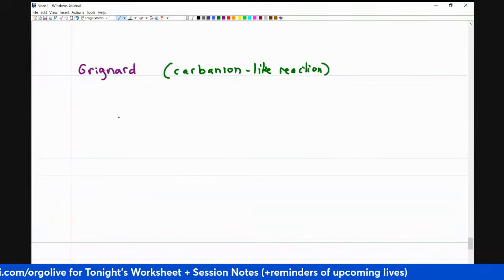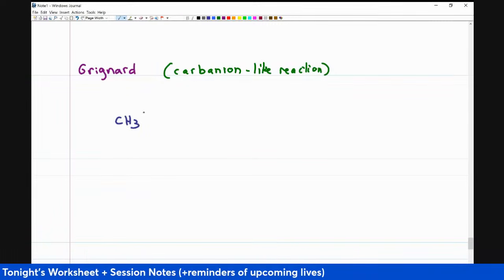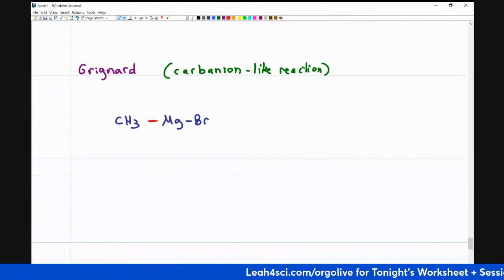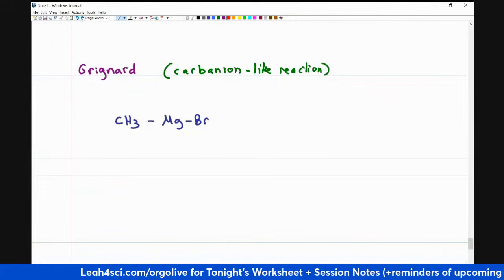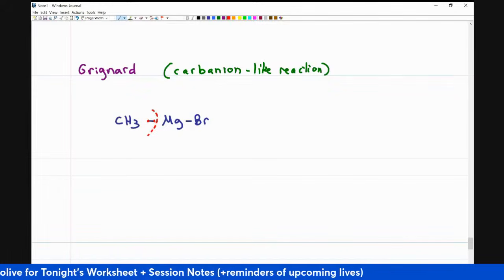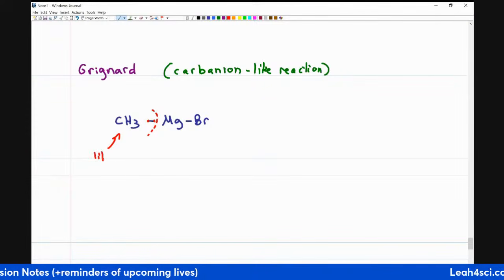A Grignard looks something like this. An R group bound to magnesium and a halogen, for example, bromine. This bond right here between the carbon and the metal is the kind of bond where the electrons almost sit as if they're on the carbon, and that makes this one act like a carbanion.